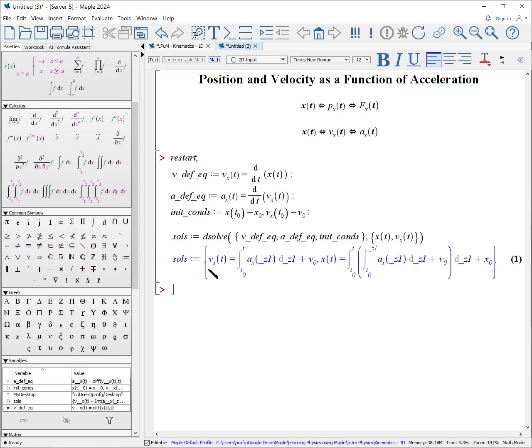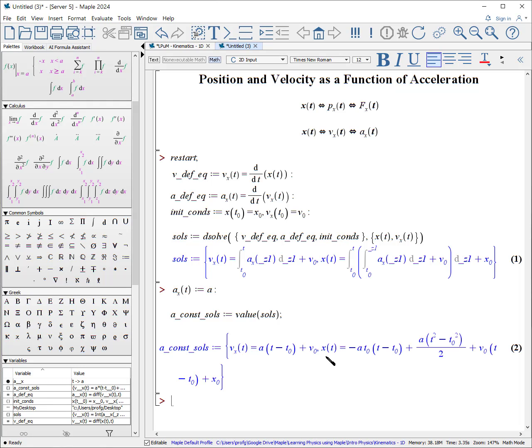Not surprisingly, velocity is a single integral of acceleration and position is a double integral of acceleration. So what if our acceleration is a constant with time? What is the value for these velocities and positions as a function of time? Here's the expression for the velocity. Here's the expression for the position.